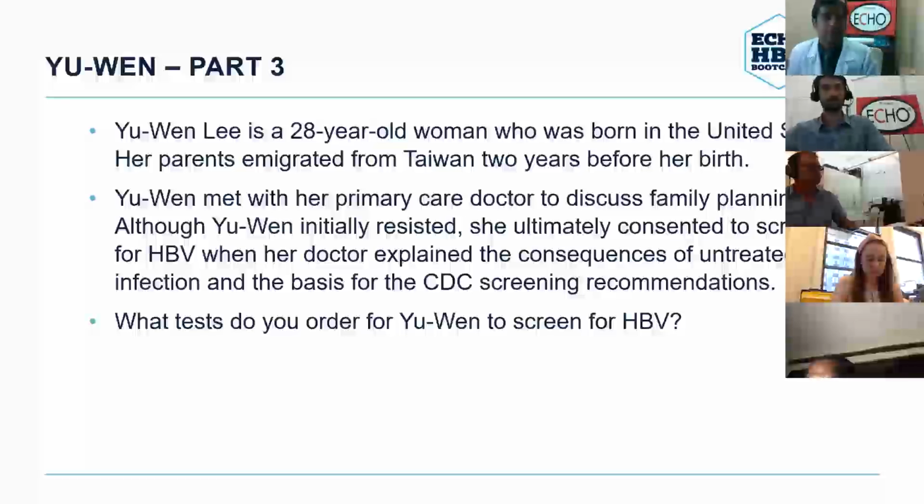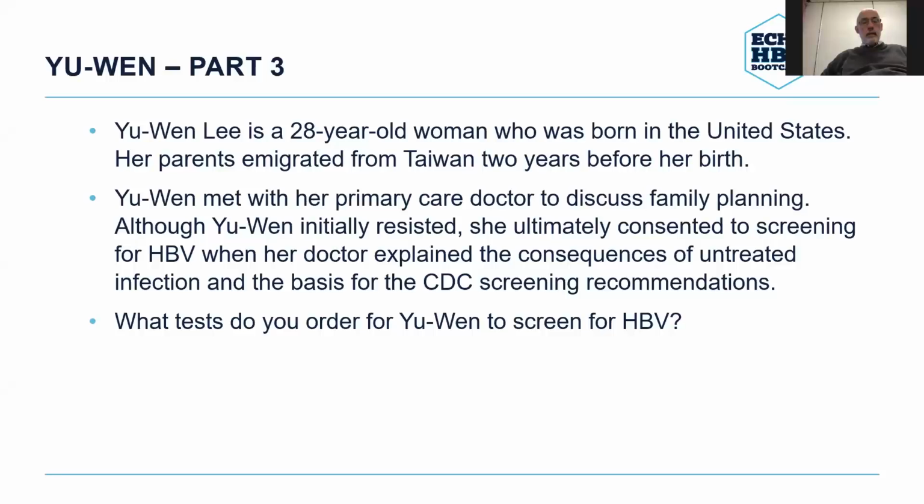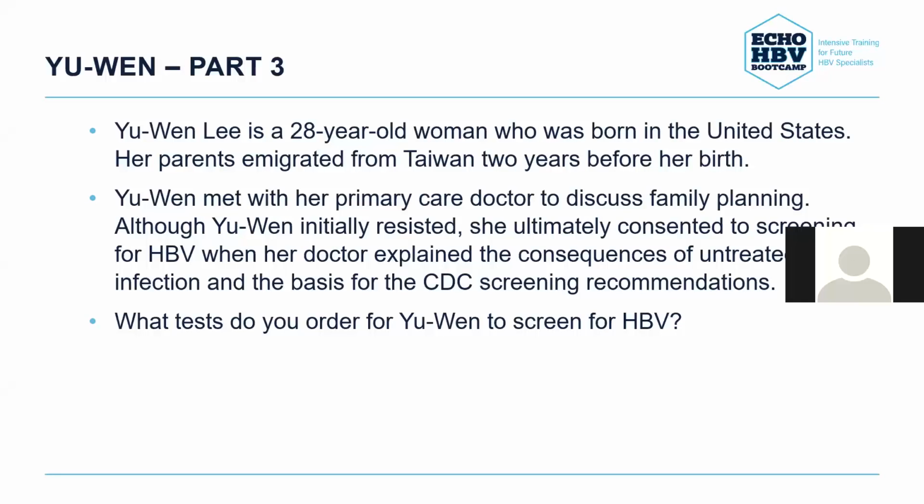So today we're going to talk about serology, and as you saw in the video of Yuan Li, she's a 28-year-old woman. She was born in the United States, right? So obviously you think the United States is a low endemic region for hepatitis B, but she was actually born to parents who emigrated from Taiwan. So Taiwan is a region that has high prevalence of hepatitis B. So one of the important CDC recommendations is if you were born in an area with high prevalence, or if you're born to parents from an area of high prevalence, these individuals should be screened for hepatitis B.